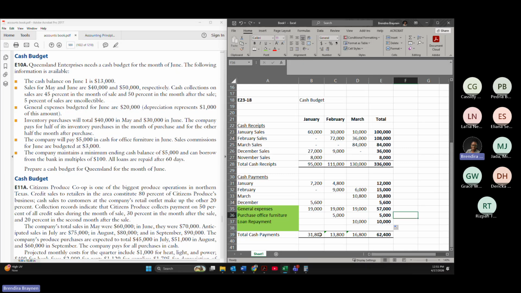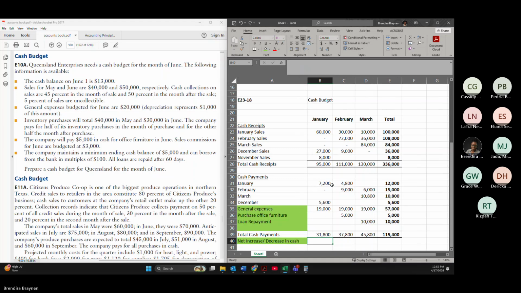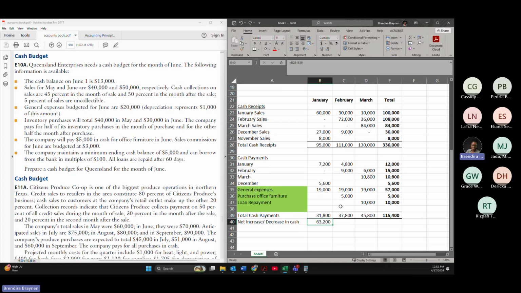In the end, we get the total for all of our cash receipts, and our cash payments at this particular point. And then we have to get our net increase or decrease in cash. Sorry, let me take this off. So that's going to be equal to the cash receipts minus the cash payments. So this minus this would give you what my net increase or decrease in cash is. When it's positive, it's an increase. When it's negative, it's a decrease.